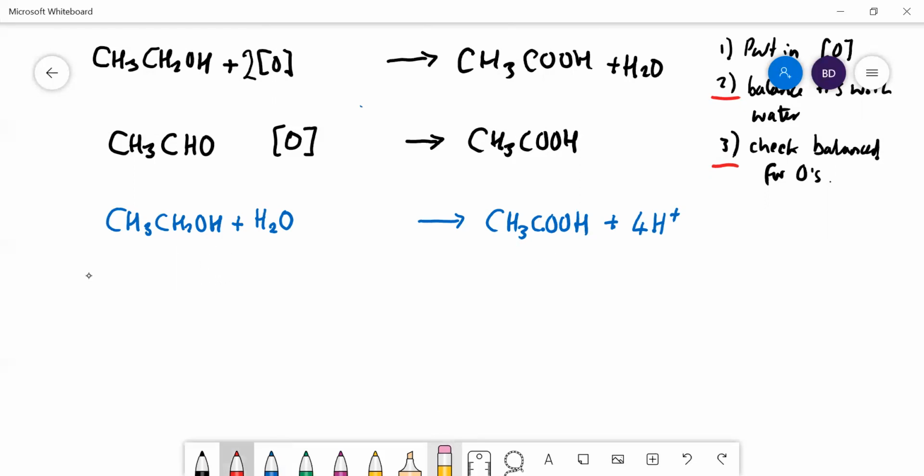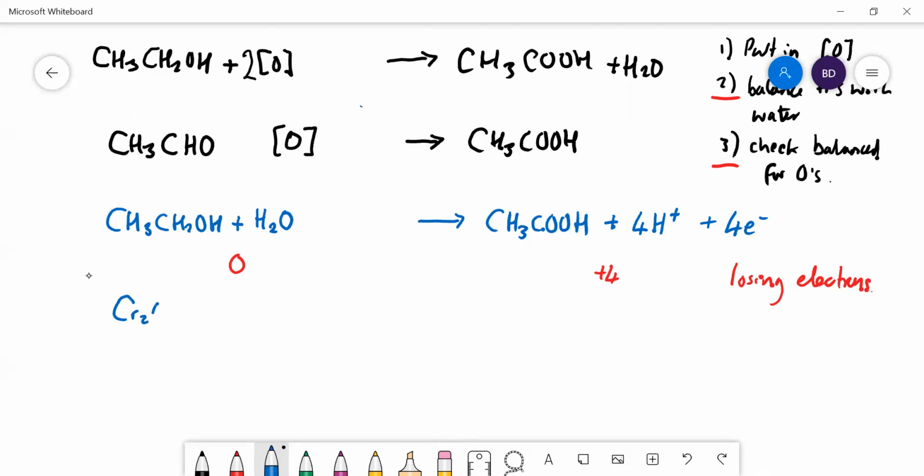Then I'd need to balance my charges with electrons. I have got 0 charge on that side and plus 4 on that side, so I need to add 4e- on this side. You can see the ethanol is losing 4 electrons, so it is being oxidized. Oxidation is loss. Well, what was the oxidizing agent? Potassium dichromate, and I think we had this in an earlier video.